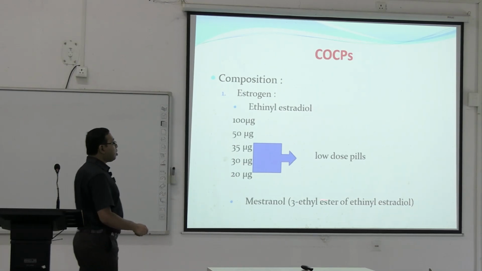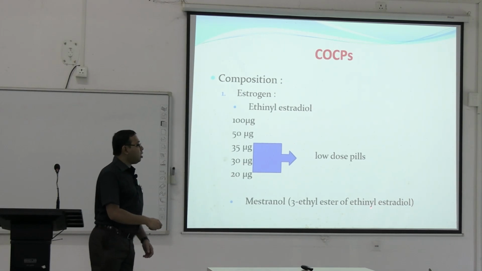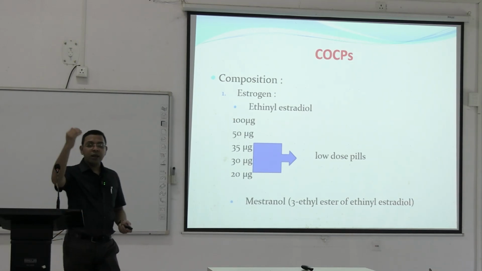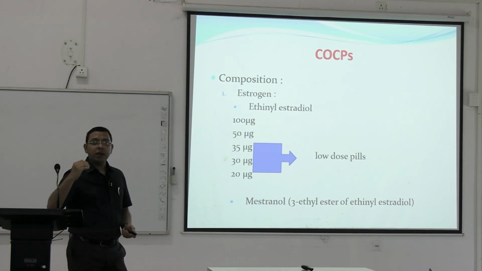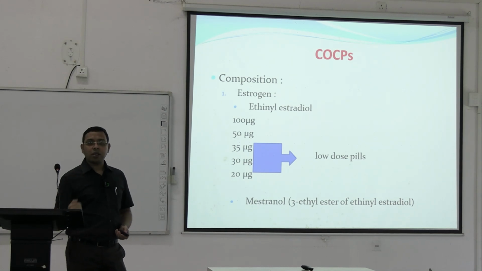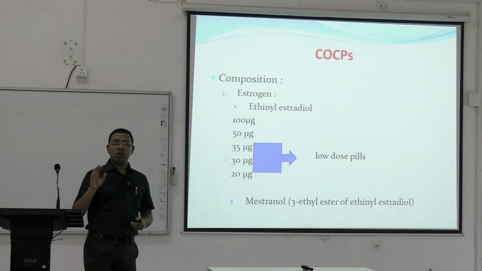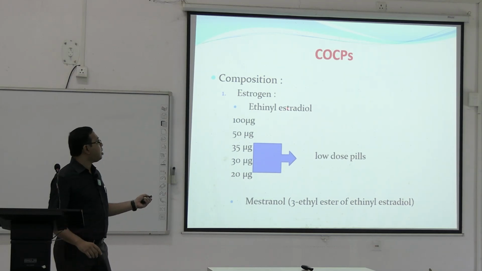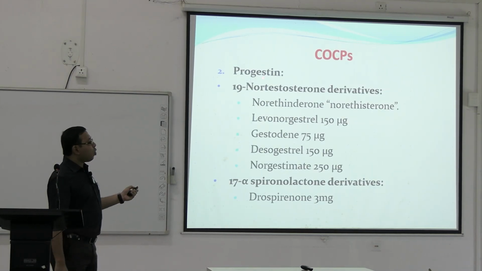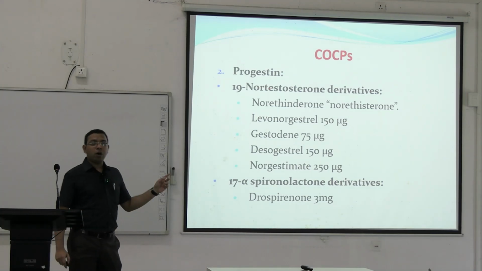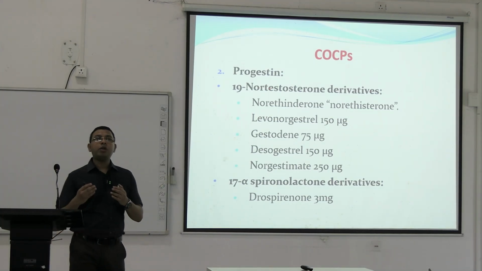Mestranol can also be used, the 3-methyl ether of ethinyl estradiol. You can see about the dosage how the estrogen dosage is gradually diminished in combination oral contraceptive pills. Now normally 20 to 35 microgram of ethinyl estradiol is used. For progesterone, usually the 19-nortestosterone derivatives are used because they have high anti-ovulatory actions.